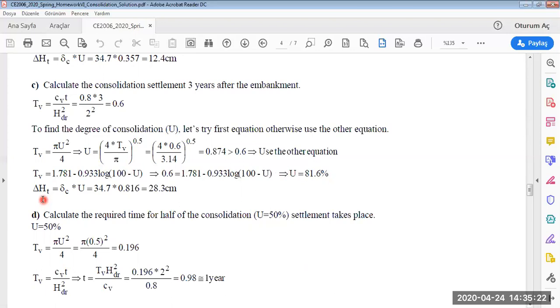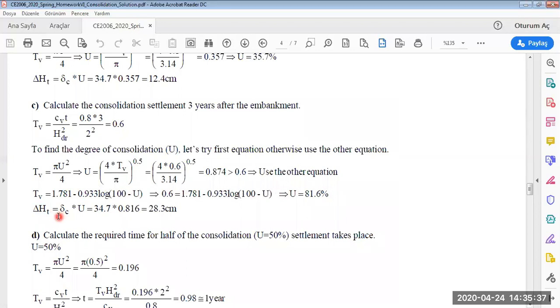Again, the same thing, and here the amount of the settlement at time t. We can calculate the amount of settlement by multiplying the total settlement with the degree of consolidation. And here are the results.